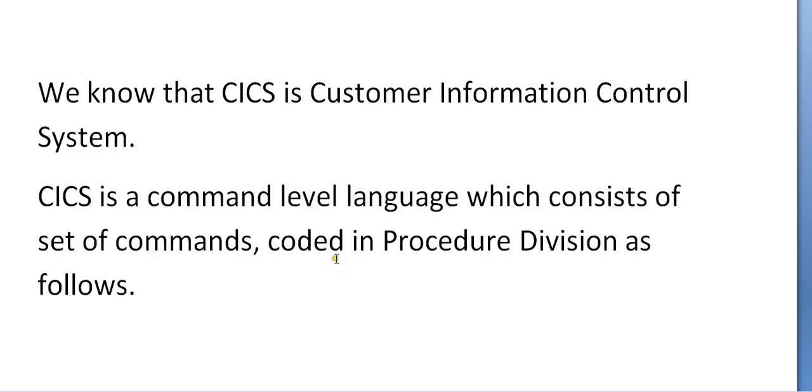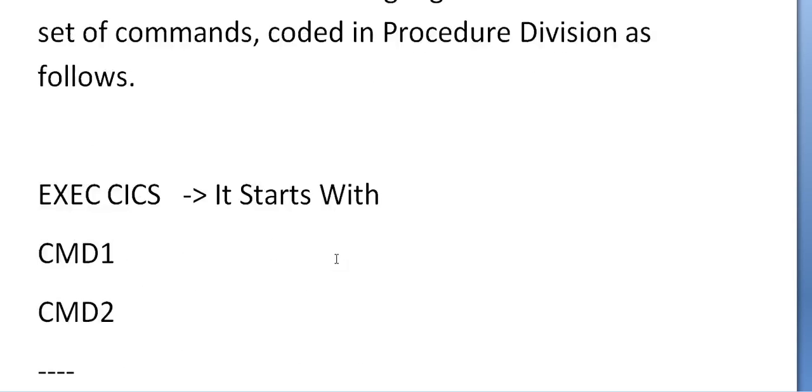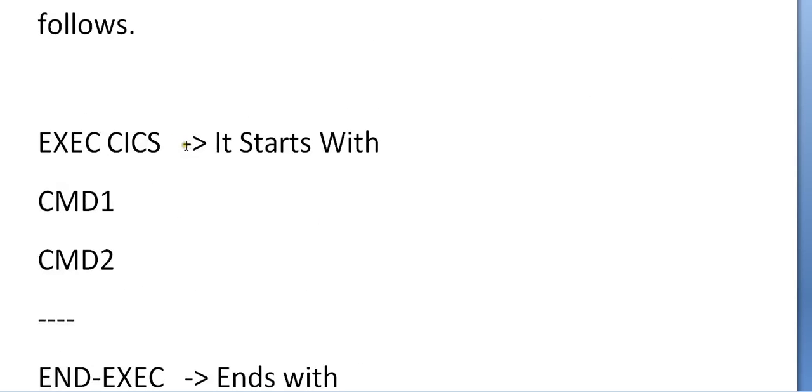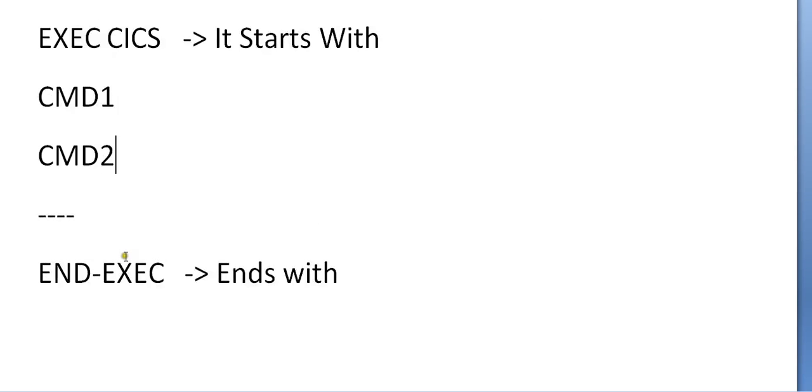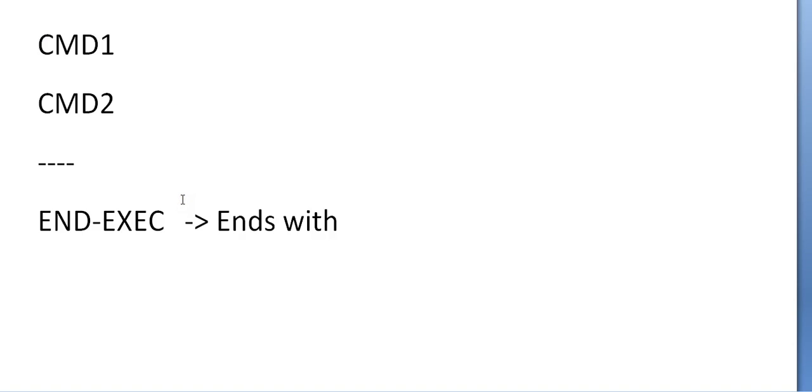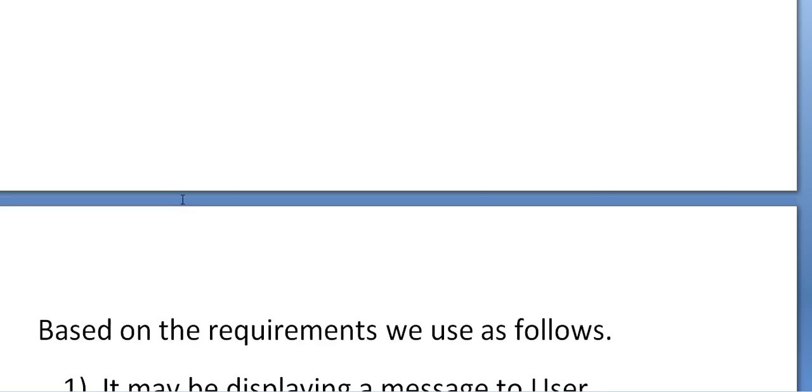Mostly it is called a command level language, which consists of a set of commands coded in the procedure division. We start with EXEC CICS, and we have a set of commands coded here, and it ends with END-EXEC. Whenever you write a COBOL program and want to call a CICS command, you need to start with EXEC CICS and end with END-EXEC, and write the set of commands in between. That's it.